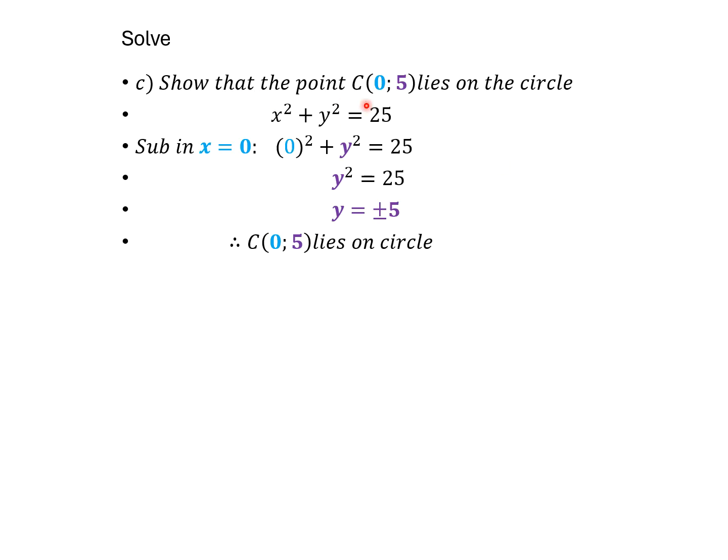Then show that the point C (0; 5) lies on the circle. So according to this, x is 0 and y is 5. So if I substitute 0 into the equation, I must get y as 5. So 0 squared plus y squared equals 25. From there, square root of y squared becomes y, and square root of 25 becomes plus minus 5. Therefore, C (0; 5) must lie on the circle. Right? We're just substituting one to get the other one.